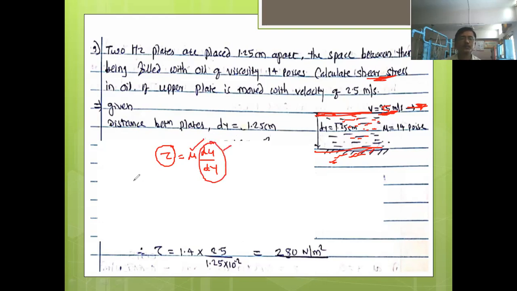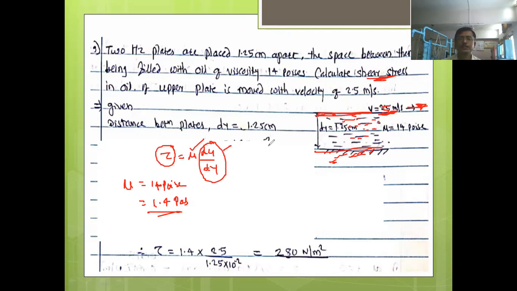Right? Now first of all, let us write down the given things. Whether mu is given, yes, it is given. It is 14 poise. So you can convert that into SI unit. If you divide it by 10, it will become 1.4 Pascal second. Okay, this is the value of mu.